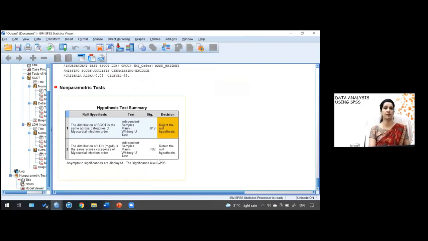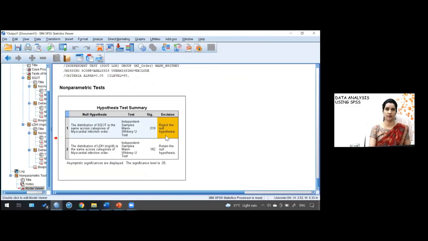hypothesis test summary. This table will appear, right? This table tells you about the null hypothesis, about the test, and about the decision. In this case, it was a rejection of the null hypothesis because the significance level is less than 0.05. In the second hypothesis, we have retained the null hypothesis because the value is more than 0.05. Now you double click on this table.